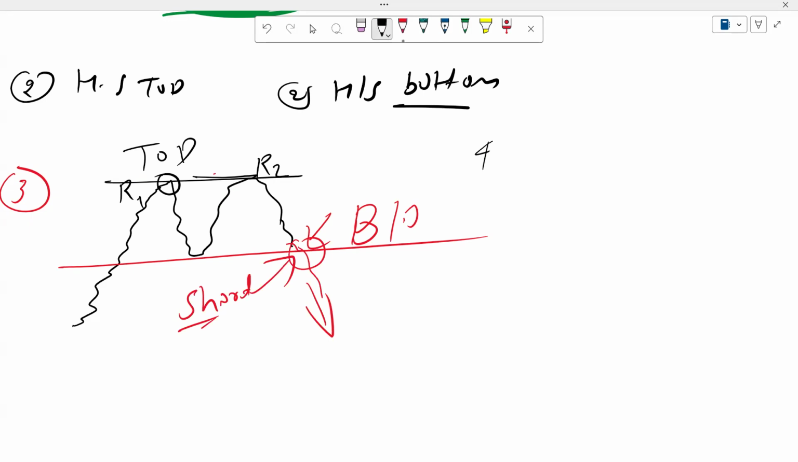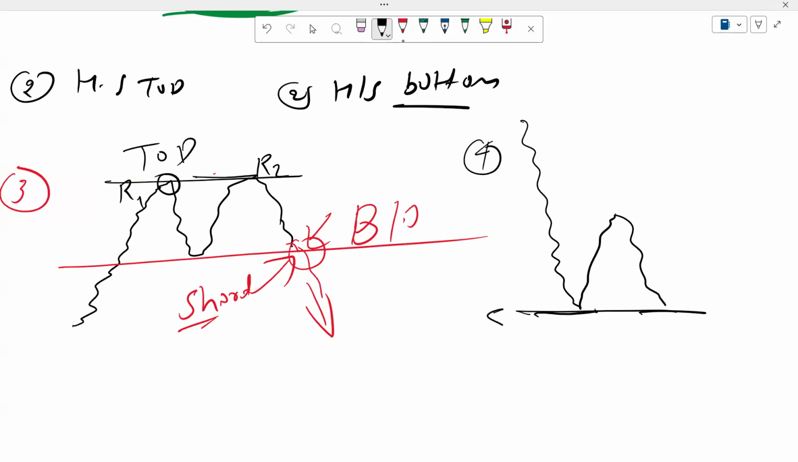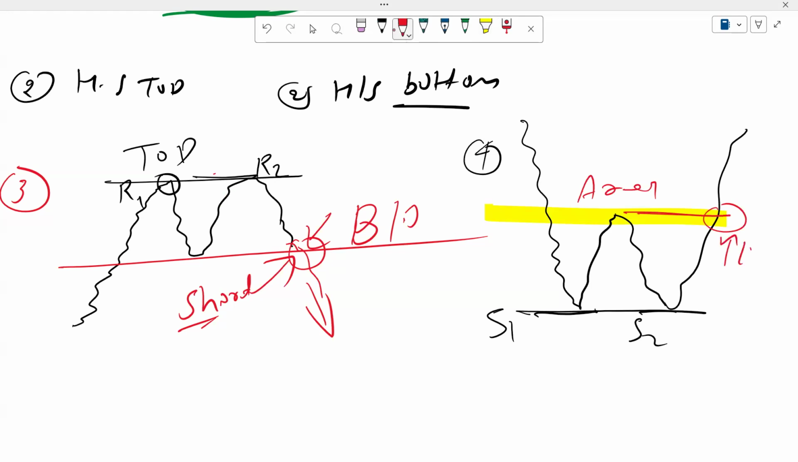What will a double bottom look like? The market is going down, again it takes support at this point, again it is going up, again it takes support at the same level, S1 and S2. This is your double bottom formation. If it breaks this area, at this point you can go long.